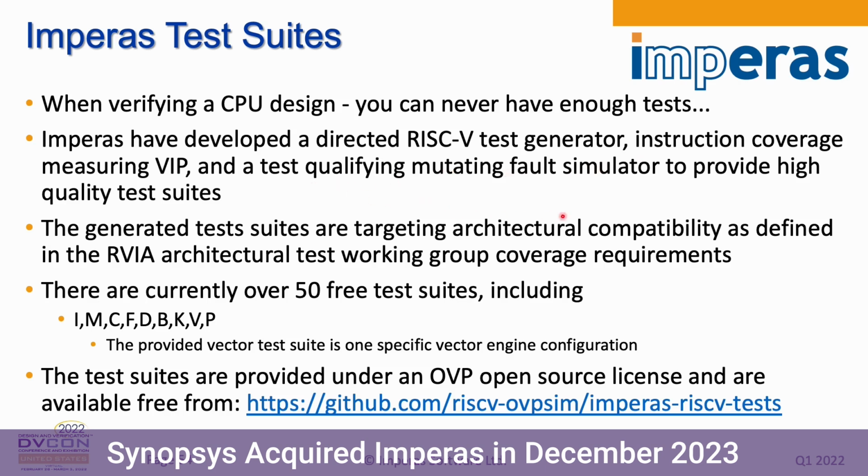And we generate these test suites targeting architectural compatibility. They're not full DV, but they check that you've really understood the specification, in the same way that the RISC-V International Architectural Test Working Group have specified them, and these match up to the coverage requirements that they have. We currently provide over 50 free test suites covering 32 and 64-bit, most of the subsets of the extensions there, from the maths, the floating point, the compressed, bitmanip, crypto, SIMD, the vectors, and we provide those on GitHub, so you can download the information about those. To get some of them, you have to register, but they are free and available as Apache. So you can't have enough tests. It's a good place to get some initial testing.